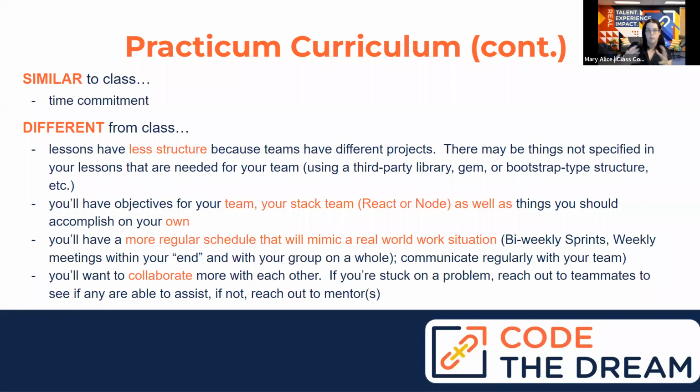Less structure, but there are still overall concepts as far as what you should be focusing on this week. These are some things you should achieve this sprint phase. So you'll still have clear objectives as far as what your team should accomplish during that sprint. You'll have objectives for your individual stack team for Baboon and Bald Eagle students, as far as what front end students should be doing this week, back end students, the node students should be doing this week within your groups. And then of course you'll have things that you'll accomplish on your own.